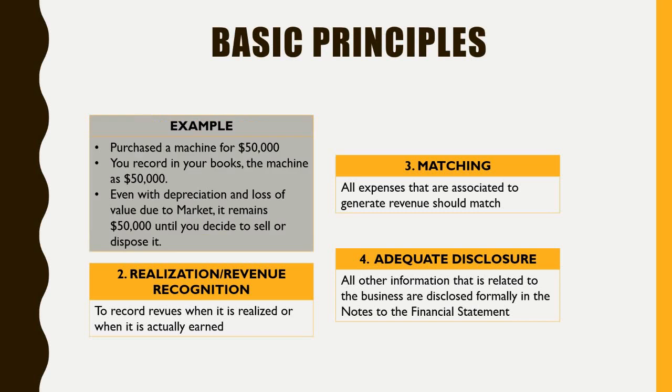So a great example is if you were to purchase a machine for $50,000, you are going to record it in your books the day that you purchased it at historical book value, which is $50,000. Even if you are willing to sell it for a higher price, you're going to keep it in your books as $50,000. Even if it's fast forward 5 years later, it's still going to be recorded at $50,000.